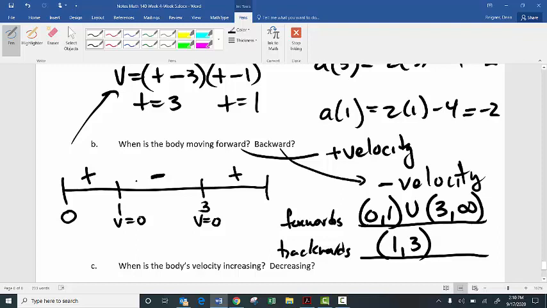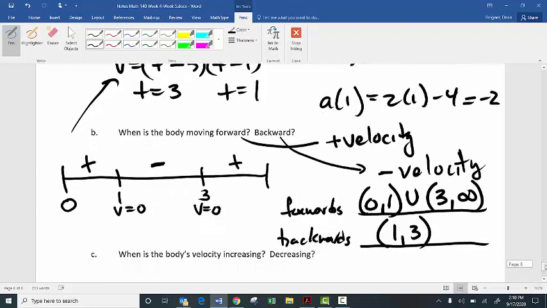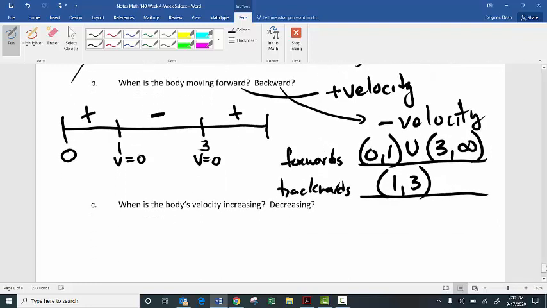All right, so that's that. Now, that's how you tell if a body is moving forwards or backwards based on its velocity. Okay, that velocity determines the direction of it.